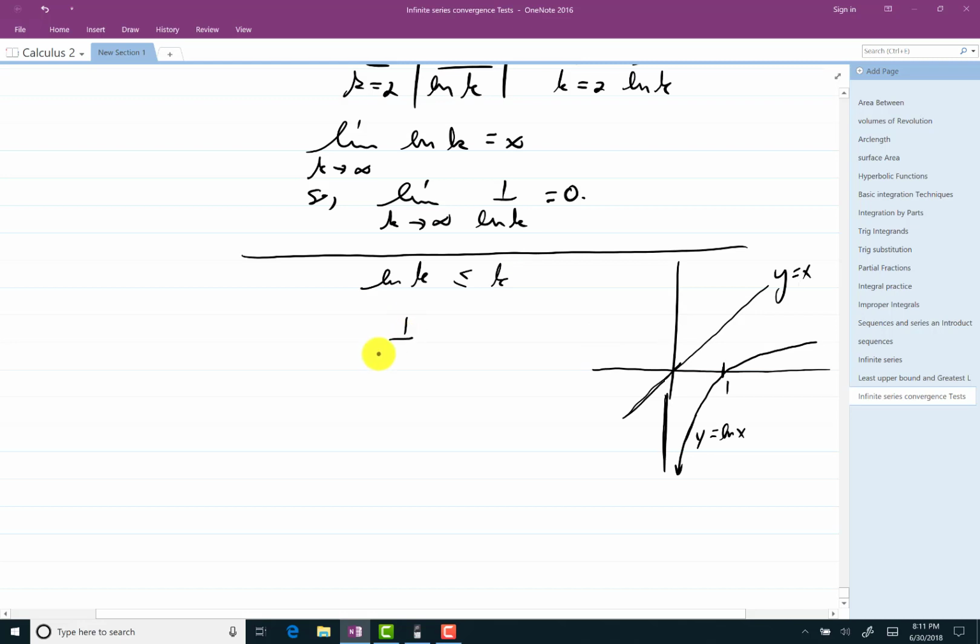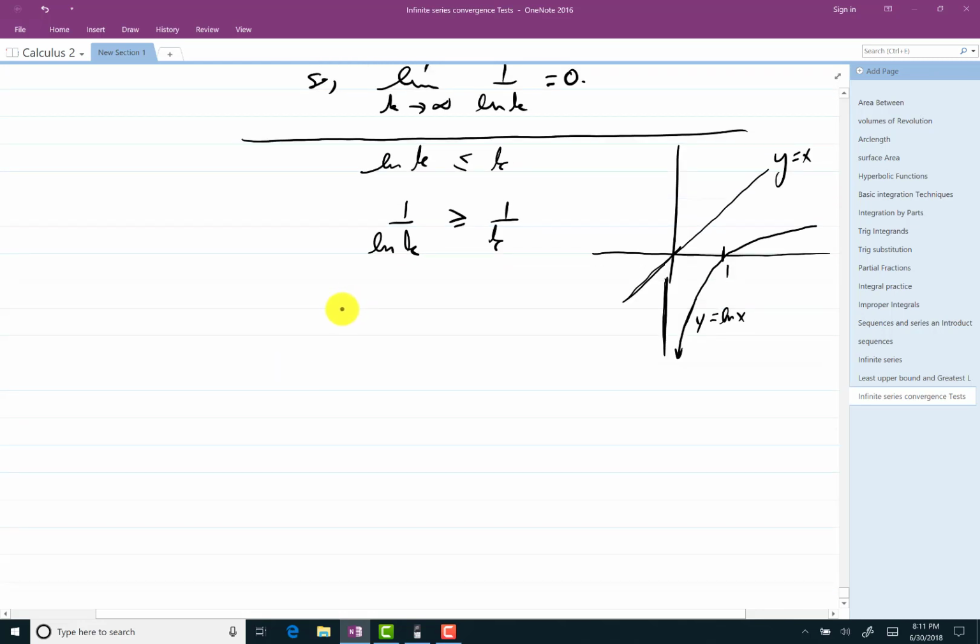But remember, when you take 1 over that, you've got to switch the inequality, like so. Well, wait a minute now. That then implies that 1 over ln of k is greater than or equal to, I can actually have greater, but it doesn't really matter, 1 over k, and we already know that the sum of 1 over k equals infinity. So the series does not converge absolutely. So no absolute convergence.